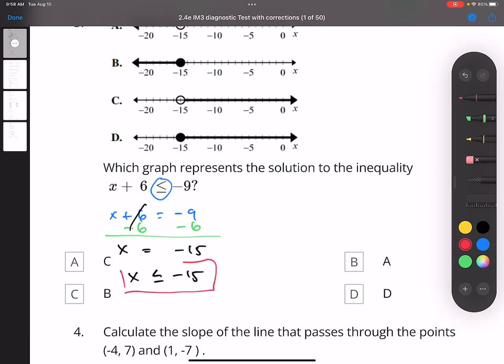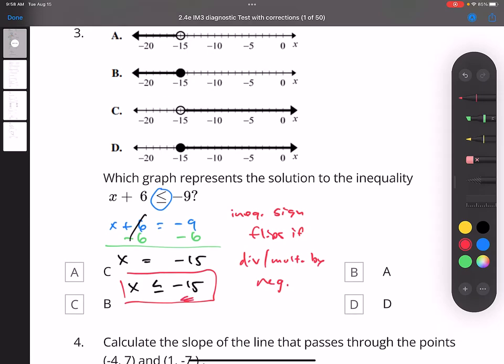And basically what this means, the inequality sign only flips if you divide or multiply by a negative. Because basically what it does is you're doing the opposites. So you're going to negative 15, which they all have. This means you're going to have a closed circle. So B and D, A and C are incorrect because those are open circles.